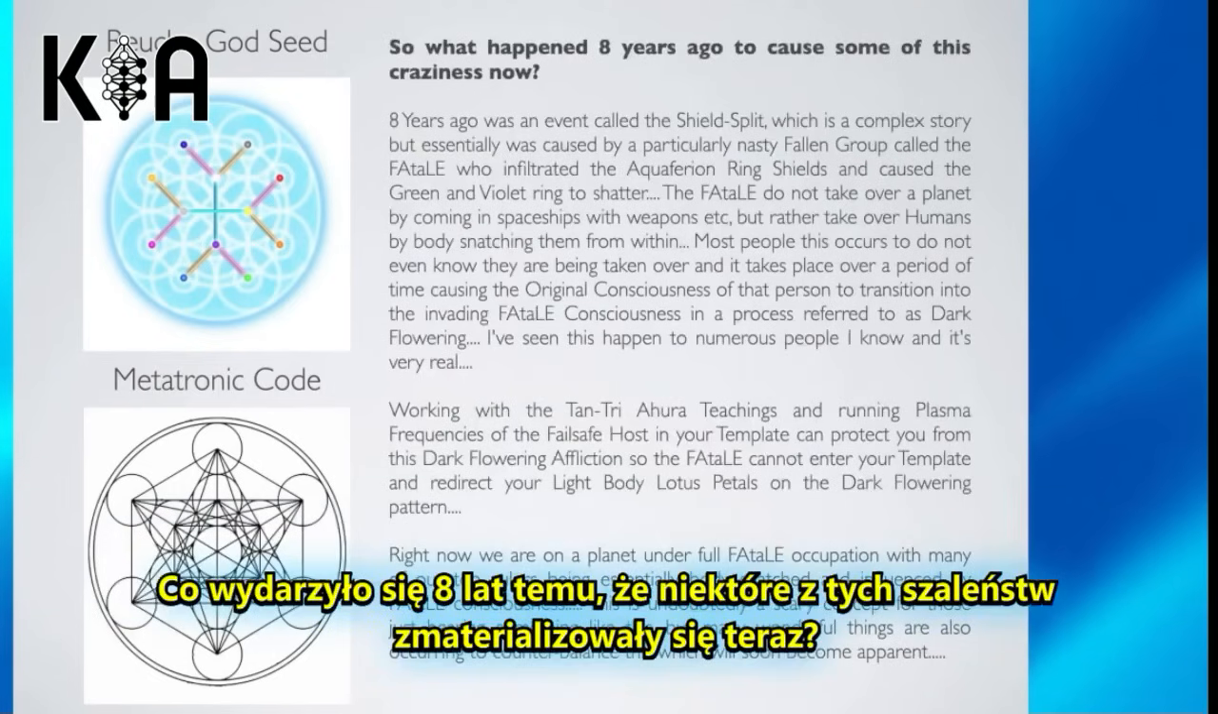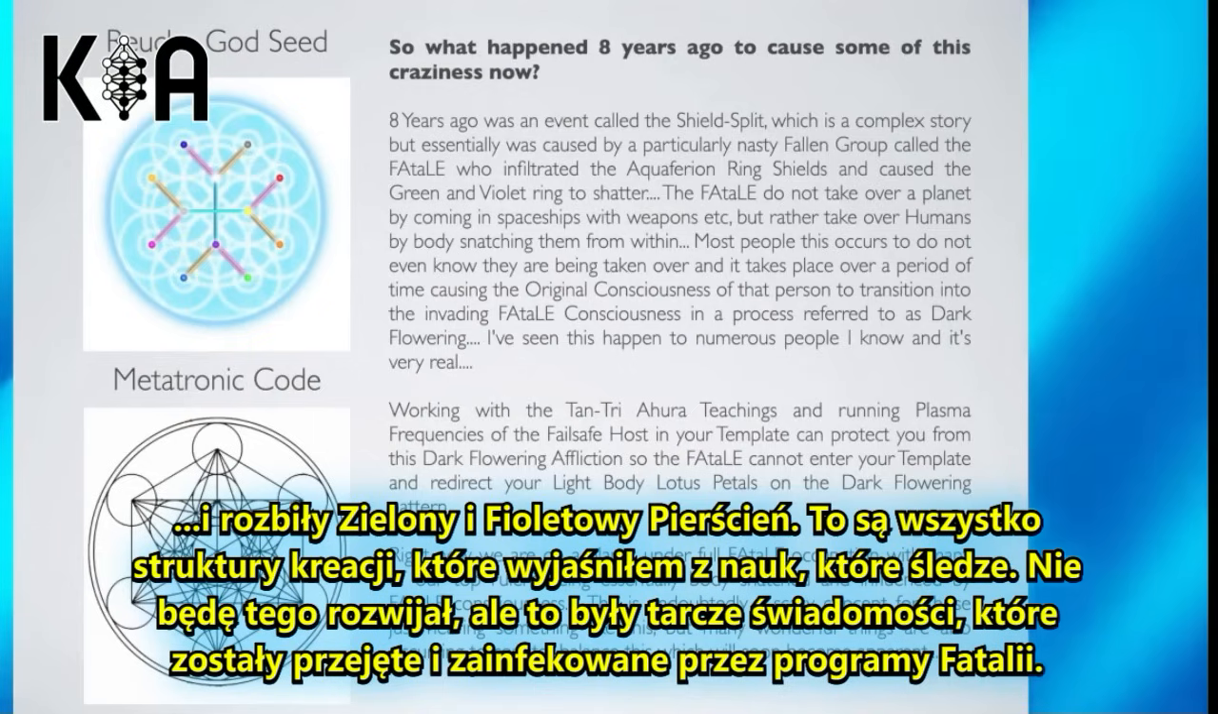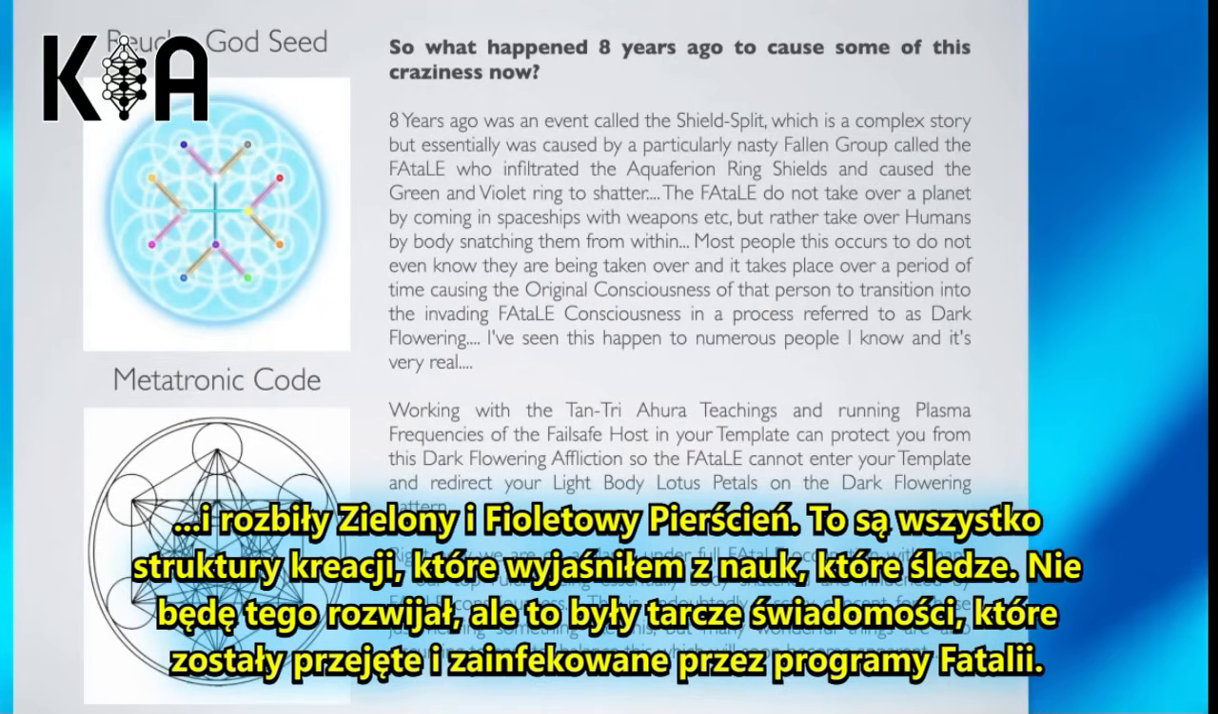So, what happened 8 years ago to cause some of this craziness now? 8 years ago was an event called the Shield Split, which is a complex story, but essentially was caused by a particularly nasty fallen group called the Fatally, who infiltrated the Aquiferion ring shields and caused the green and violet rings to shatter. These are all structures of creation, which are explained in the teachings that I follow.